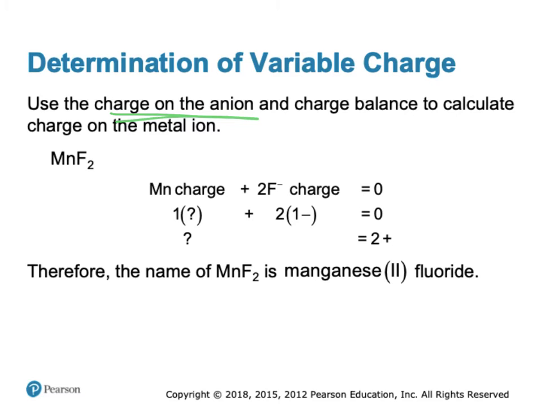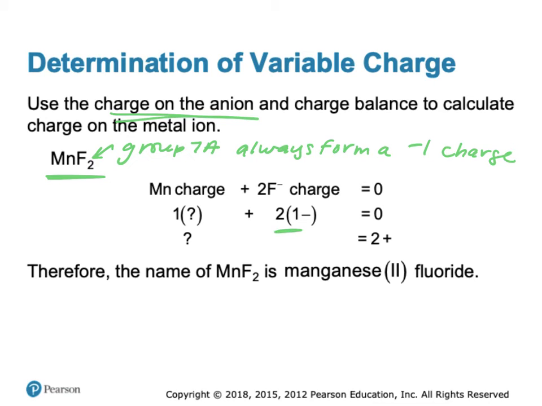So let's look here at this formula. We have manganese fluoride. We know that fluorine is in group 7A. Fluorine will always form a -1 charge. So 2 times -1 is a net of -2. In order to balance that charge, manganese must be in the 2+ state. So the name will be manganese(II) fluoride, and that indicates that we have a 2+ cation for manganese.